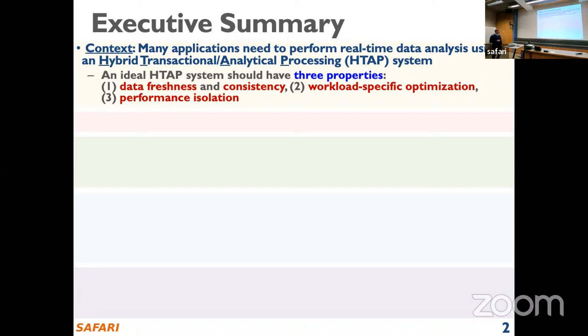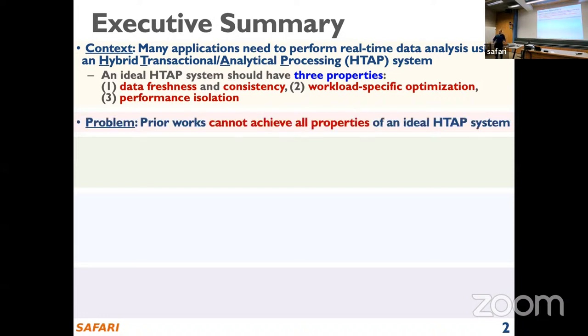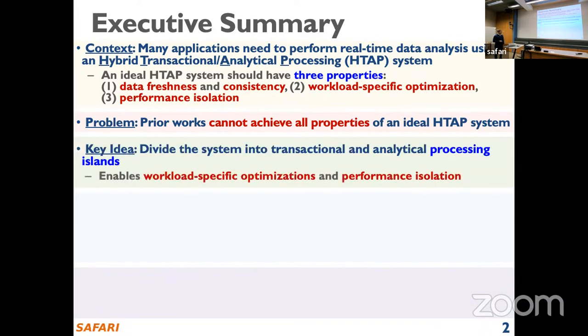Those three properties are high data freshness and consistency, workload-specific optimizations, and also performance isolation. Again, we went to the field and we characterized those HTAP workloads, and we see that state-of-the-art HTAP systems cannot meet all of those three properties that we desire for HTAP applications. So the key idea to accelerate HTAP systems is quite similar to Mensa, actually.